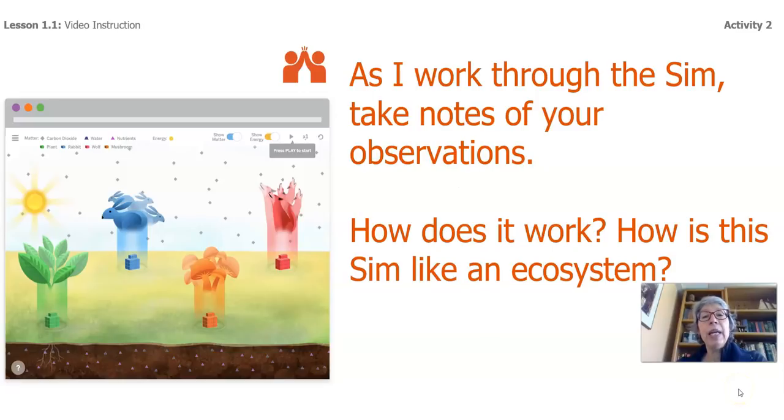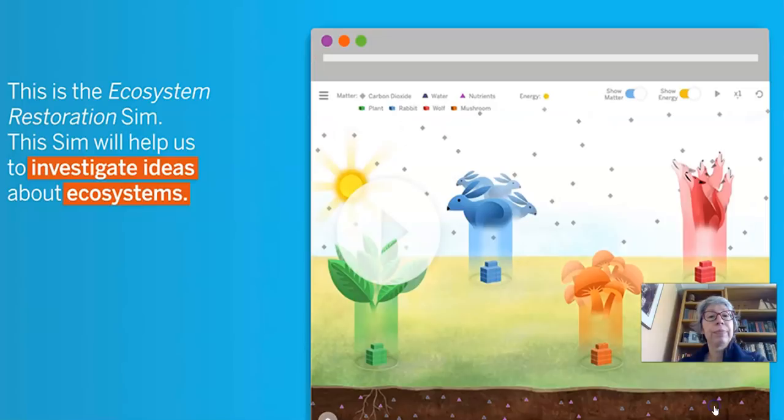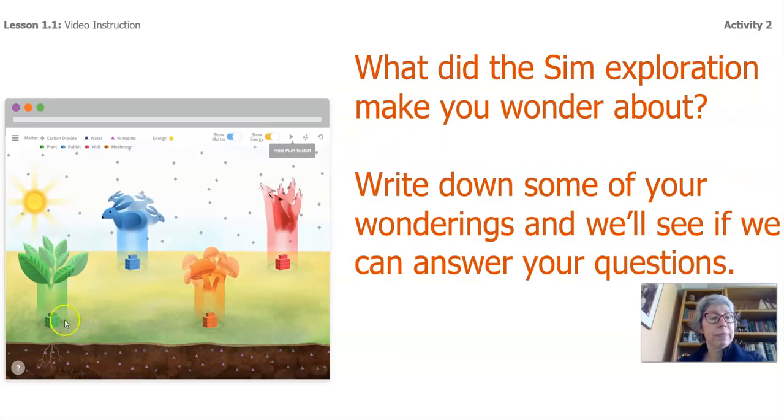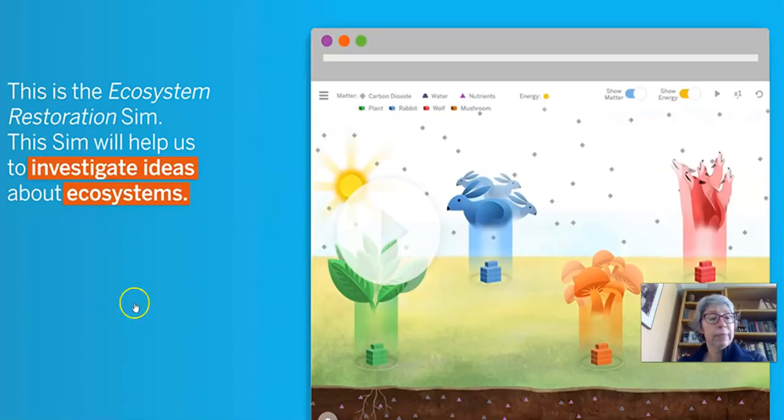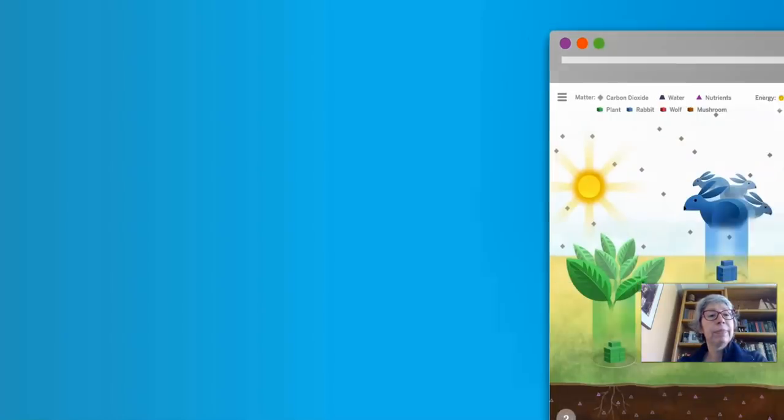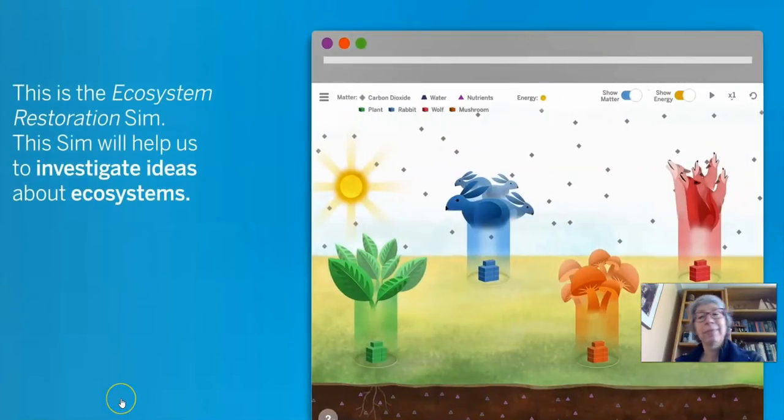As I work through the sim, take notes of your observations. How does this sim work? How is this sim like an ecosystem? I'm going to play this. I really like this idea that there's a video inside a video. Go. This is the ecosystem restaurant.